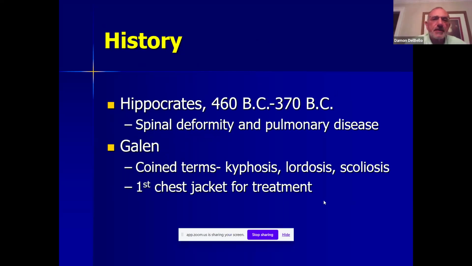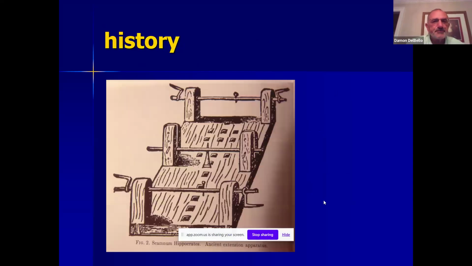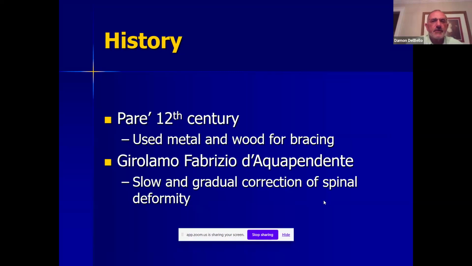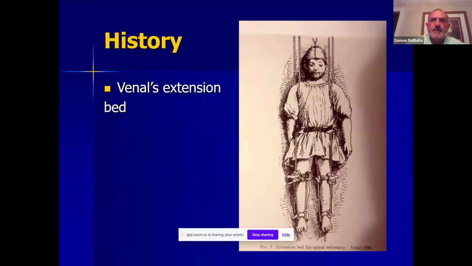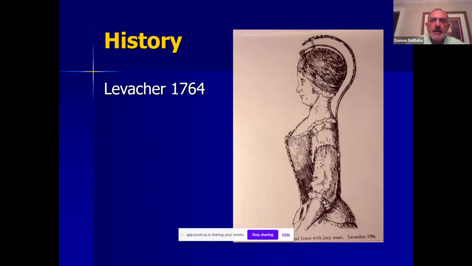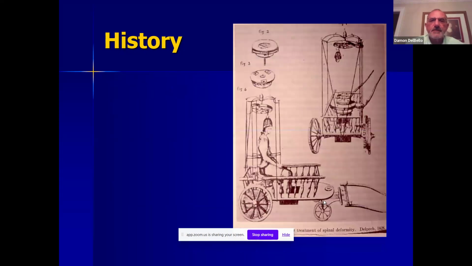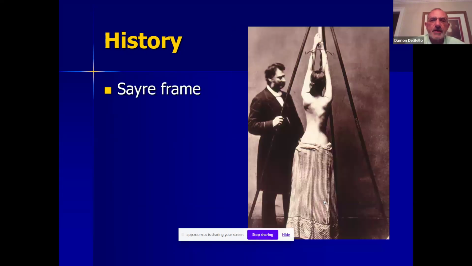Hippocrates first made the connection between spinal deformity and pulmonary disease. Later, the terms kyphosis, lordosis, scoliosis were coined by Galen, and he actually started some rudimentary treatments. And historically, they've gone from traction devices to various types of braces. Here's a femoral traction, rudimentary braces early on, another traction device. And this is something called the Sayer frame.